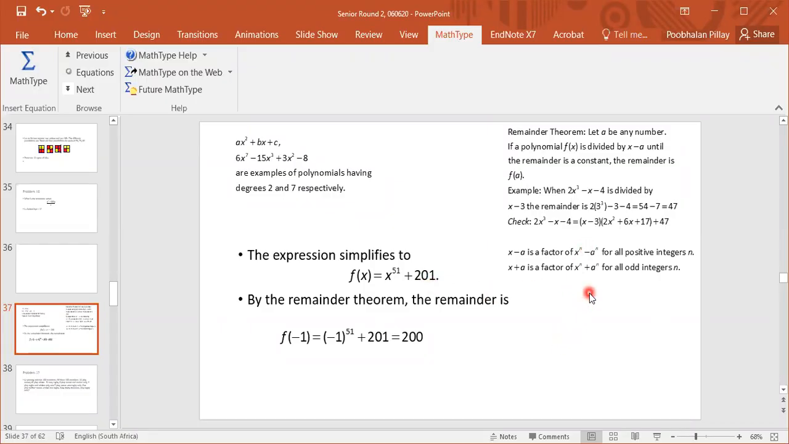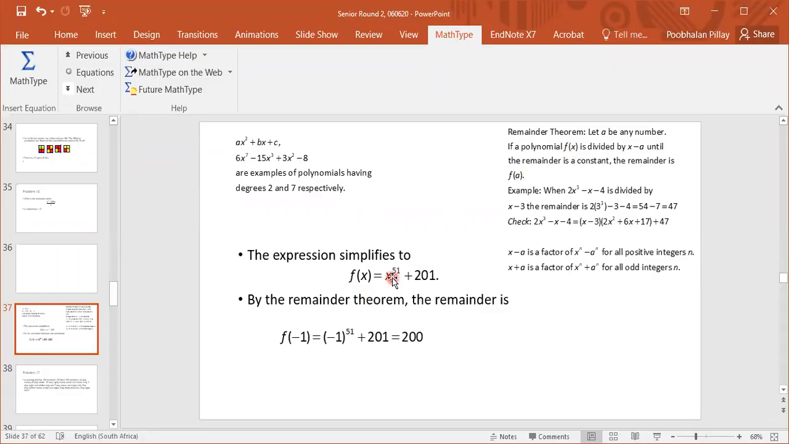Now, there is a very nice theorem which tells you how to find the remainder when you are dividing any polynomial. Look, let a be any number. Now you take any polynomial, we're giving it a name, we're calling it f of x.